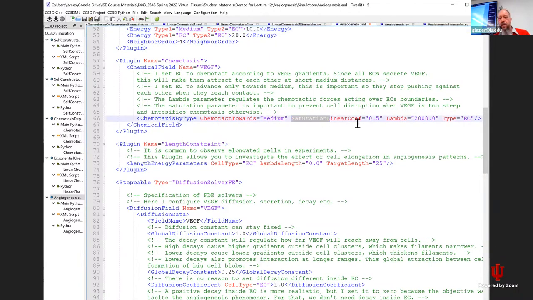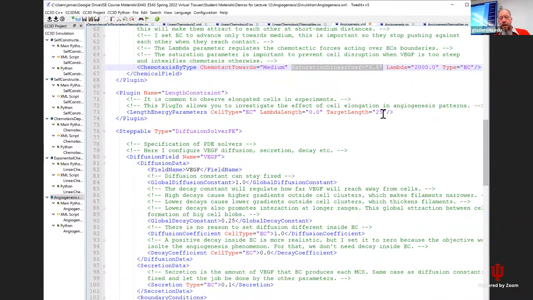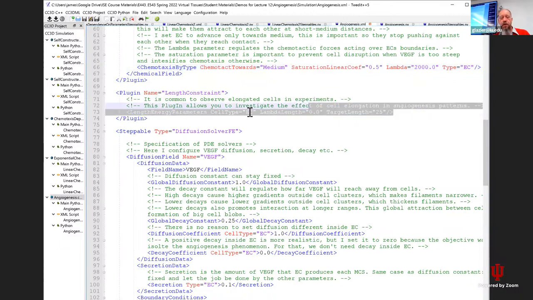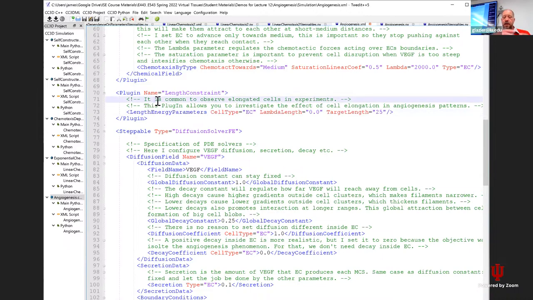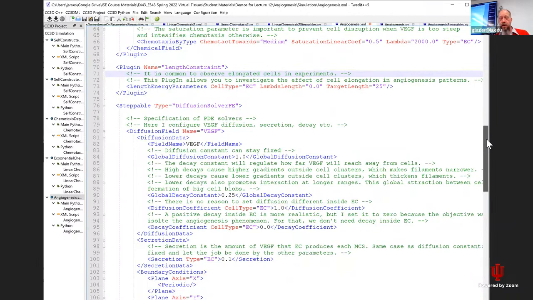He's got linear saturation, which is what we had in the old simulation. You could try that log saturation, the one that we just did, and it might be a little bit nicer. Lambda chemo is pretty big. In the original paper, you could do what Elmer suggested earlier, which is make the cells not round, but elongated. The length constraint allows you to have elongated cells because the actual endothelial cells are not round, they're elongated.